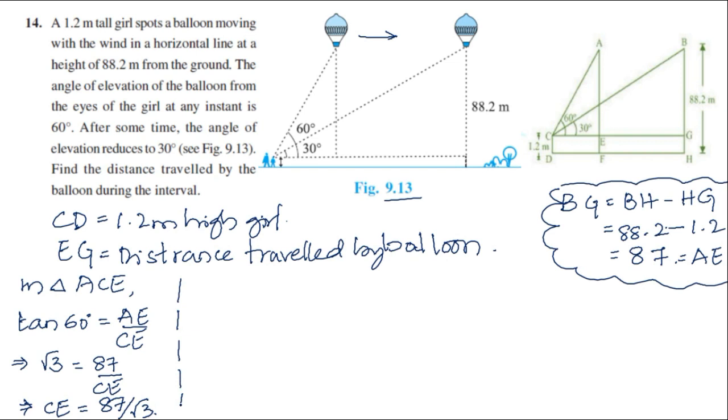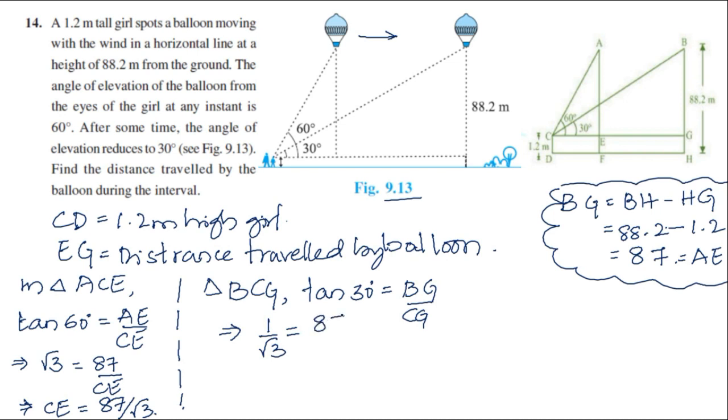Now let me consider the triangle BCG. We have got tan of 30 degrees equal to BG upon CG. Tan of 30 degrees is 1 upon root 3. This is equal to the BG length is 87 divided by CG. We get CG as 87 times root 3.